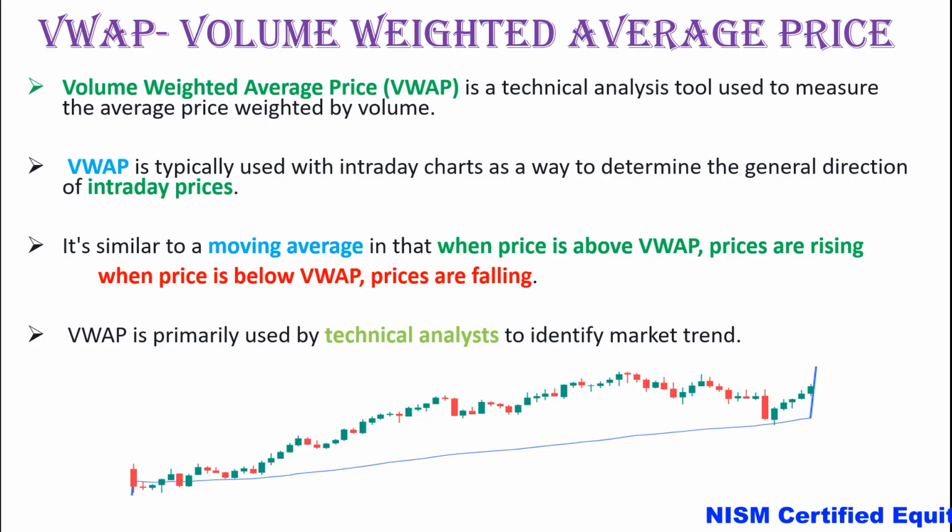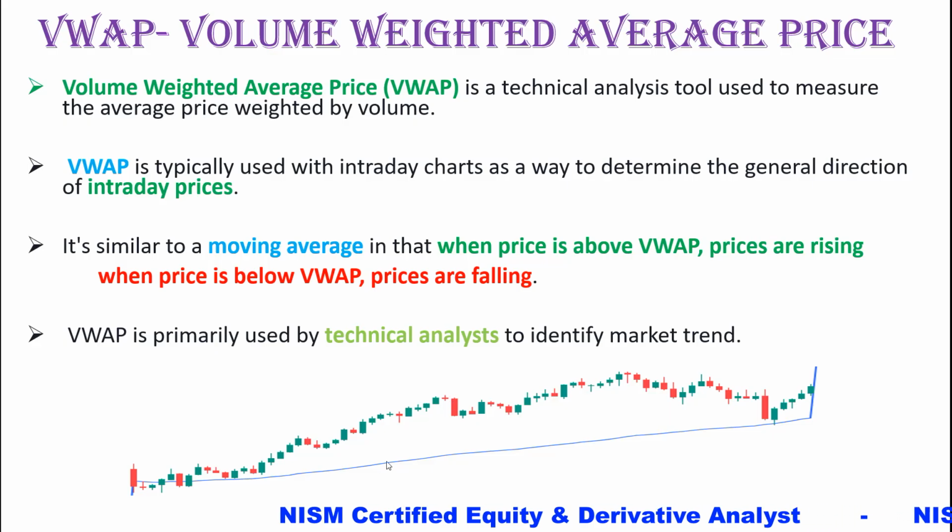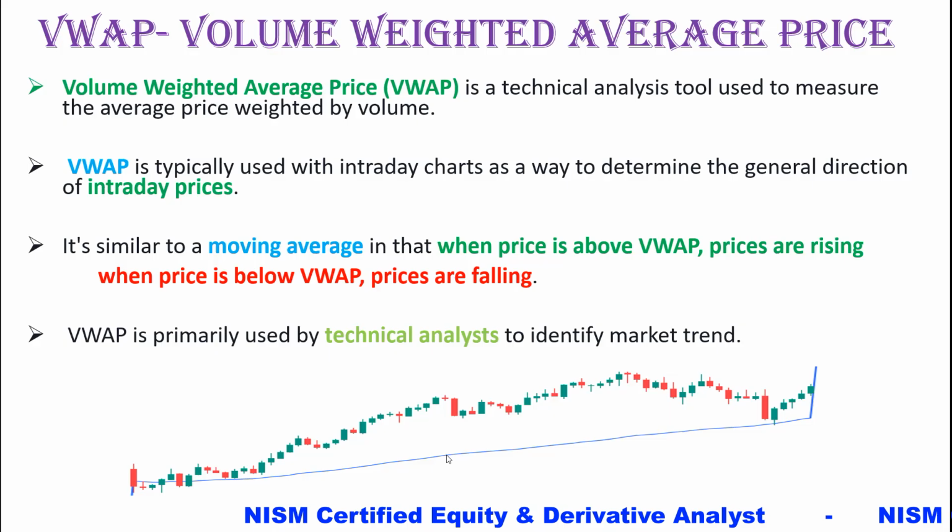Okay, and this VWAP is used by intraday traders with the intraday charts as a way to determine the general direction of the intraday prices. That is, you can see here this is the VWAP and the price is trading above the VWAP. In that case, we can look for long trade opportunities. Okay, it is similar to a moving average because it looks like a moving average. It is a single line like this.